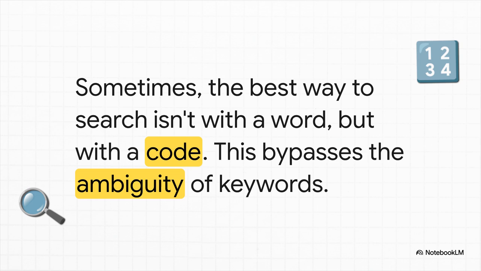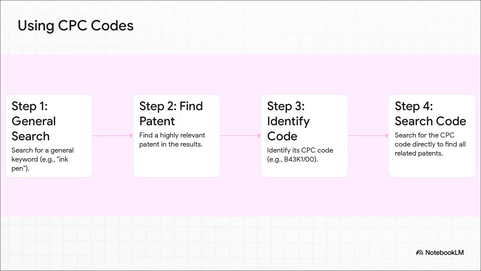The magic here is that if you search for the code itself, you find all the inventions in that category. You completely bypass all the guesswork of trying to figure out the right keywords. And it's actually a really simple four-step trick.